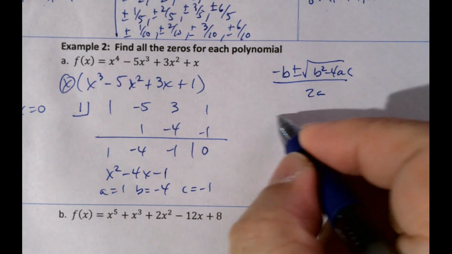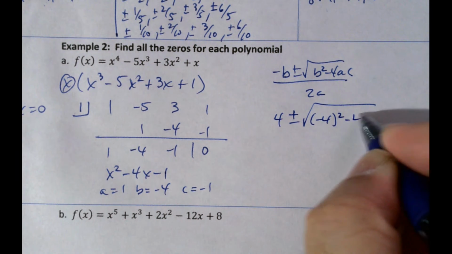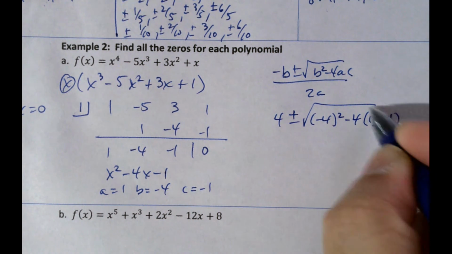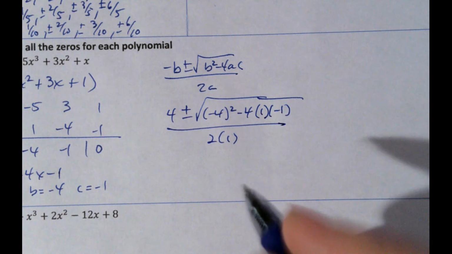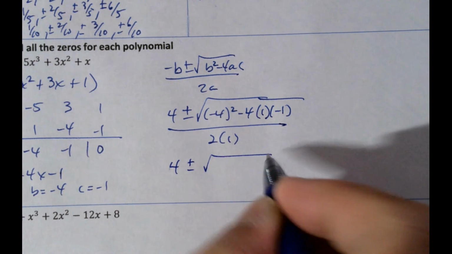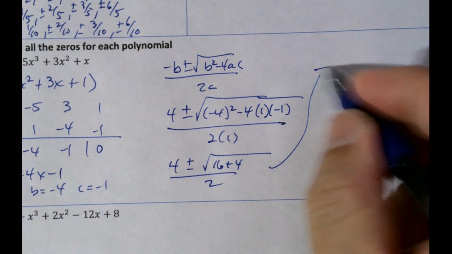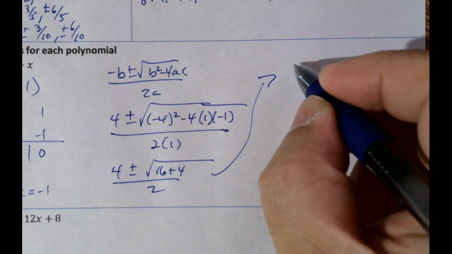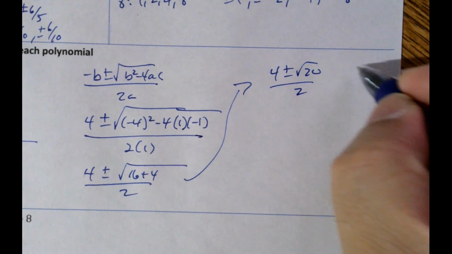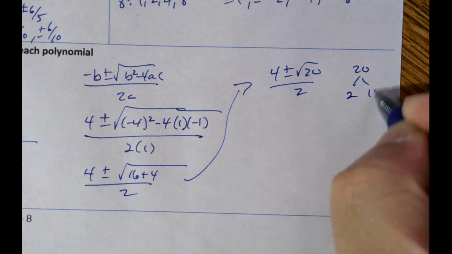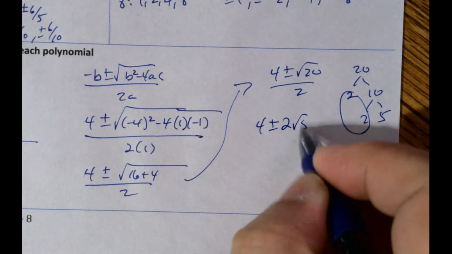So it's going to be opposite of negative 4, so it's 4 plus or minus square root of negative 4 squared minus 4 times 1 times negative 1, all over 2 times 1. So that's going to be 4 plus or minus square root of 16 plus 4 over 2. So it's 4 plus or minus square root of 20 over 2. And 20 is 2 and 10, 2 and 5, so there's a pair of 2's. So it's 4 plus or minus 2 root 5 over 2.